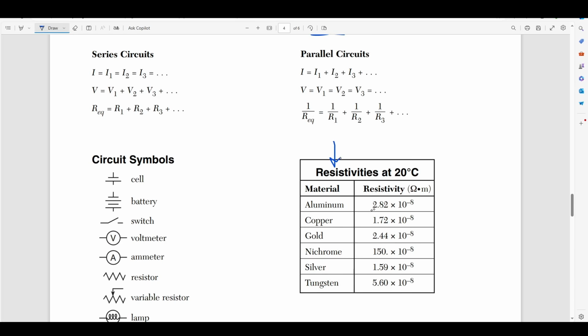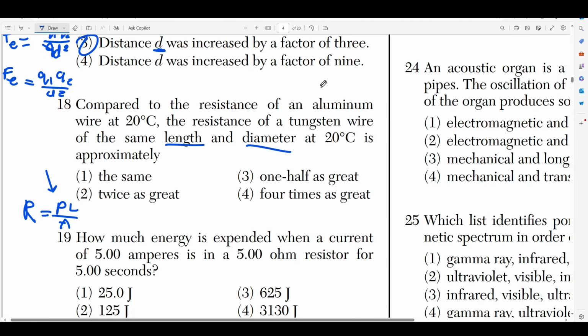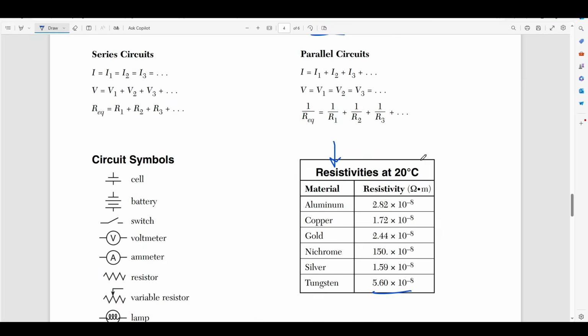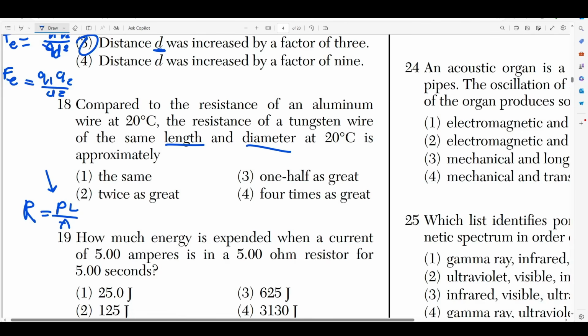For example, aluminum has a resistivity of 2.8 times 10 to the negative 8. Meanwhile, tungsten has a larger resistivity, right? So it allows electricity and electrons to flow through its material less freely than aluminum. So what happens here is compare. Oh, okay. I was comparing this as an example, but this is actually the problem. Here the resistivity is 2.82. Right here, tungsten is 5.60, which, if you divide both by one another in your calculator, is kind of twice as great, right?